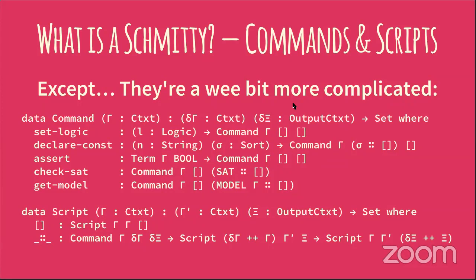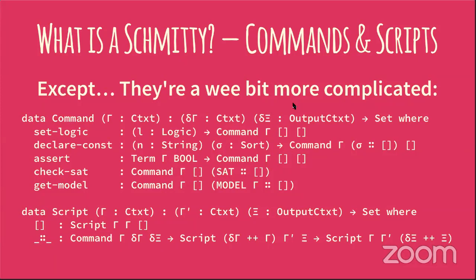So here we have added a bunch of type level parameters. Now the gamma is the context in which the terms will be typed. So this is all the variables that we already have available before we start adding the new commands. Then we have delta. The difference of gamma is the new variables that become available as a result of the command. So that only really plays a role for declare const.